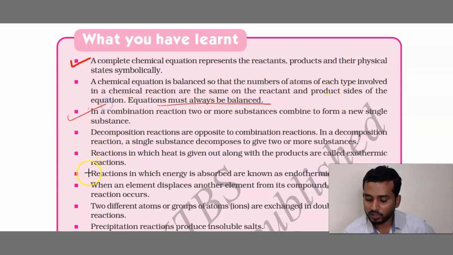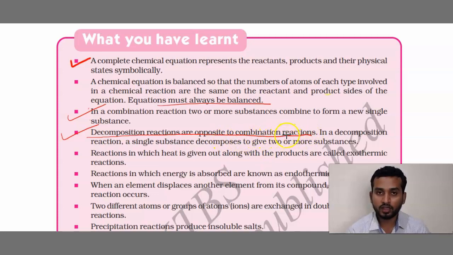In a combination reaction, two or more substances combine to form a new substance, that is known as a combination reaction. Decomposition reactions are opposite to combination reactions. See here, we have got one more new point. So what is that? Decomposition reactions are opposite to combination reactions. So in this way the 1 mark questions will be chosen. Be careful. This is one point we have got.